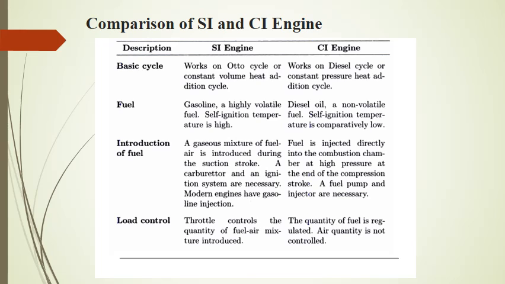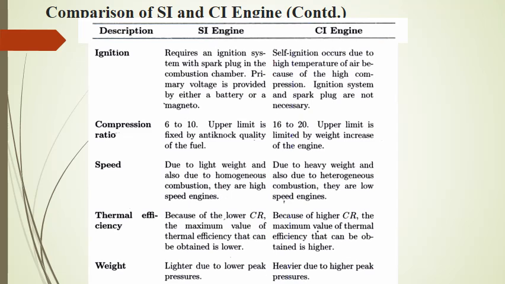Now in the case of the SI engine, as the load is varying, it is the throttle that is controlling the quantity of fuel air mixture according to the load. Whereas in the CI engine, as the load is varying, the quantity of fuel is regulated. Air quantity remains almost constant.